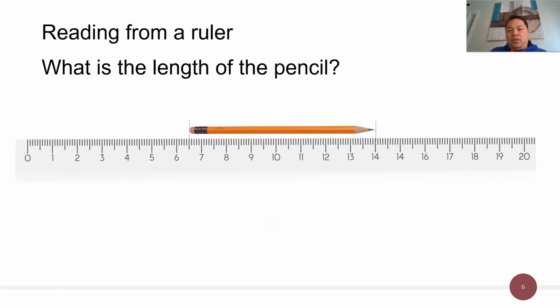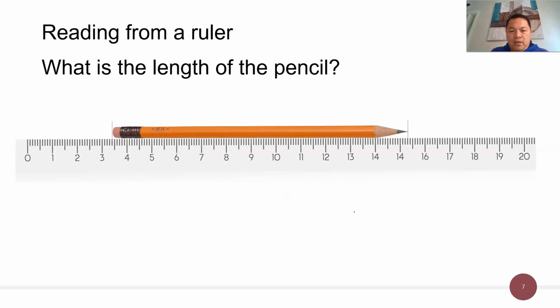Next one. Oh, this is a little bit more challenging. Let's start from 7 to 14. So it's 1, 2, 3, 4, 5, 6, 7 gaps here. And this is half a cm, so it's 7.5 cm. Everyone okay? What about challenging questions like this?